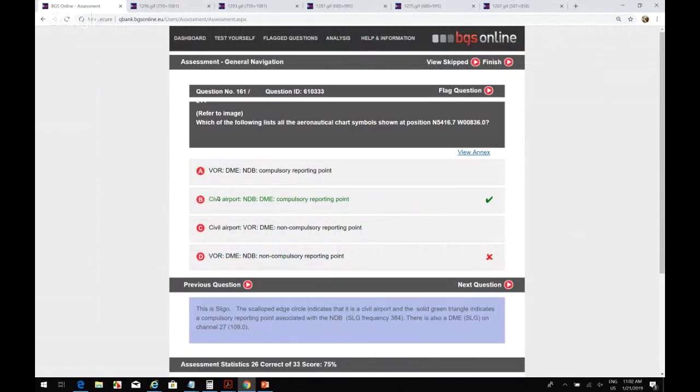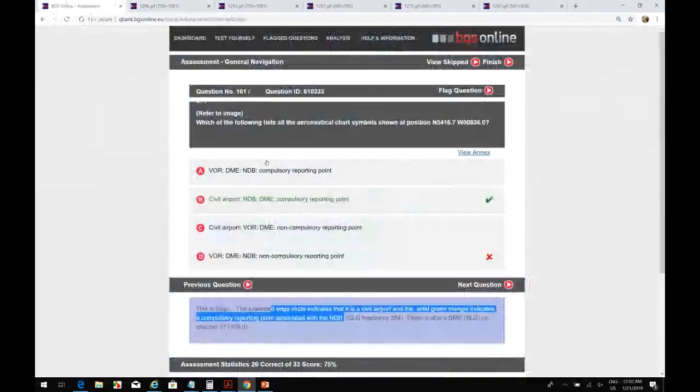Civil aerodrome, is it? The scalloped edge circle indicates that it's a civil airport, and the solid green triangle indicates a compulsory reporting point associated with the NDB. A solid green triangle. Can't even see it. Oh, okay, just about. There's also a DME on channel 27, 109. Okay.